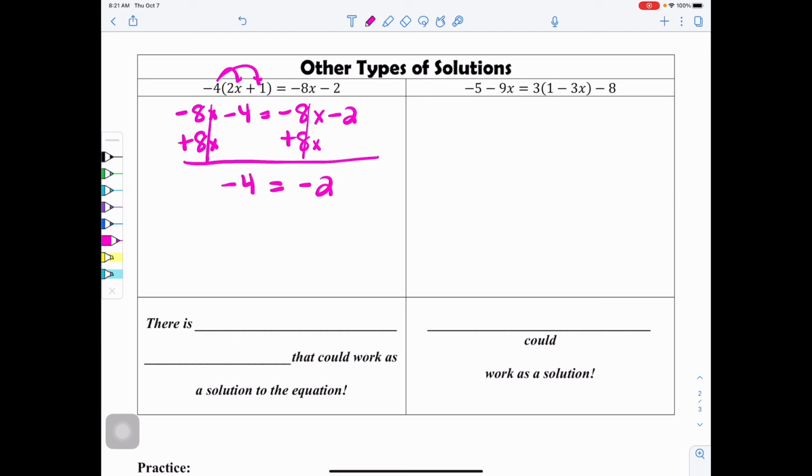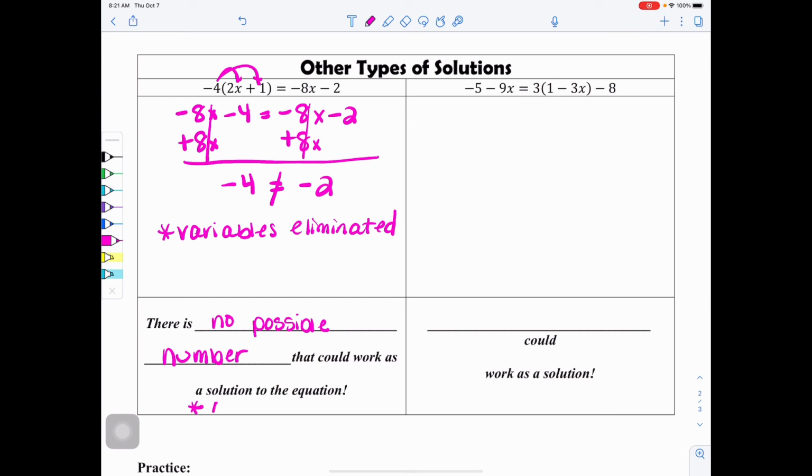So I hope you noticed a couple of things. First of all, the variables disappeared. So variables were eliminated. And the two numbers that I actually am left with are not equal. So you need to make sure you slash your equal sign. So what that means for this type of equation is that there is no possible number that could work as a solution to the equation. So this is an example of an equation with what we say is no solution.